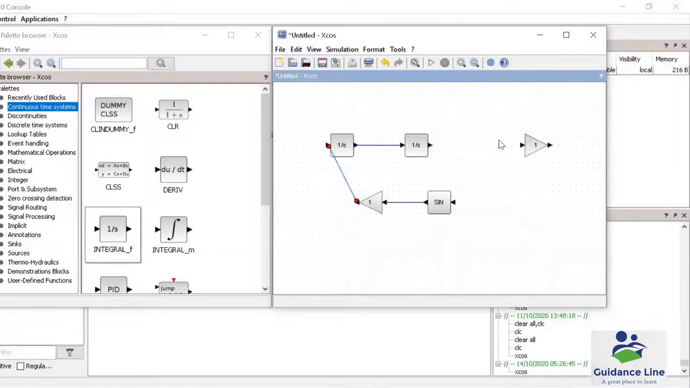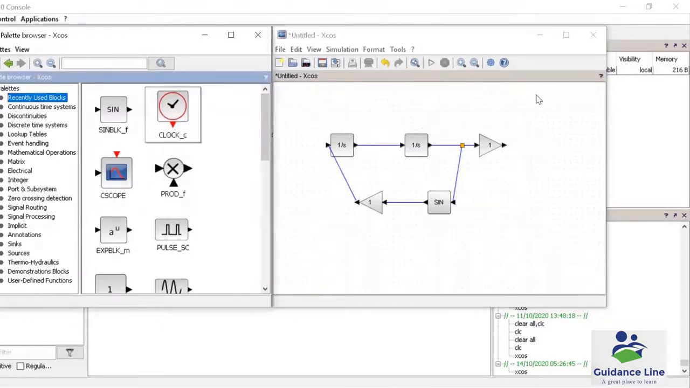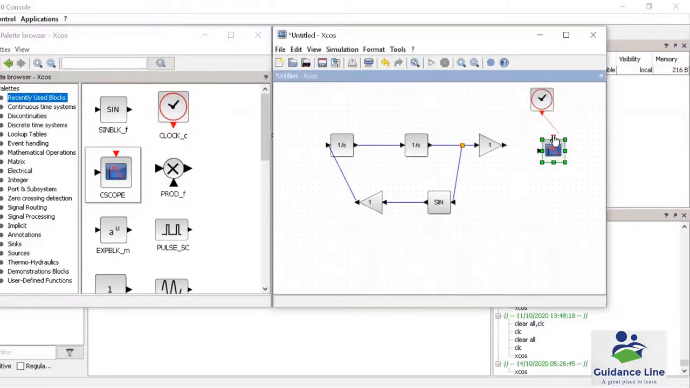Okay, so this is the simple schematic we have drawn. Next we are going to see the output in a Scicos block that I will find in a sink. So this is the initial setup I have made. Okay, so now this particular setup is looking very nasty.